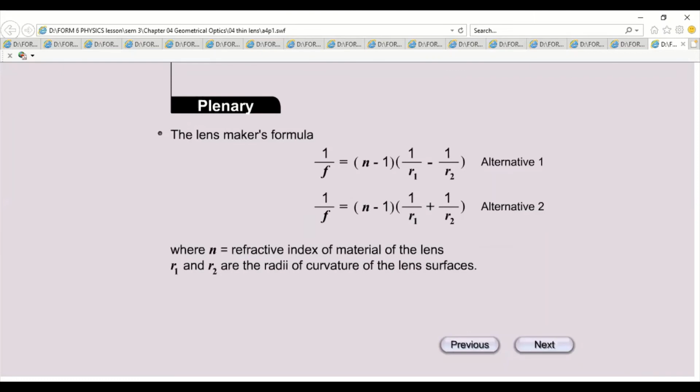The lens maker's formula, 1 over f equal to n minus 1 times 1 over R1 minus 1 over R2 for alternative 1, and 1 over f equal to n minus 1 times 1 over R1 plus 1 over R2 for alternative 2, where n equal to refractive index of material of the lens, and R1 and R2 are the radii of curvature of the lens surface.